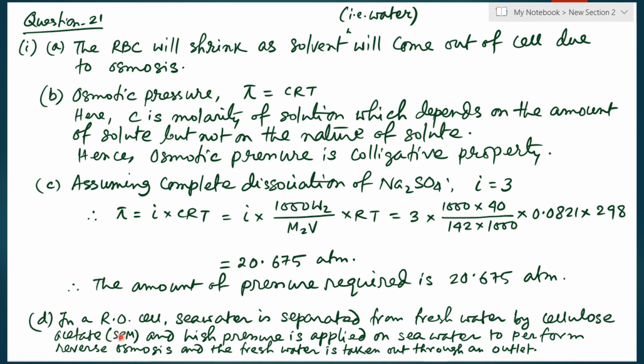And this is again a theoretical question. You can consult any of your textbooks. We take a reverse osmosis cell, and then we take the seawater and fresh water, keeping them separated by a semi-permeable membrane. Nowadays very advanced semi-permeable membranes have been invented. Then we put very high pressure on the seawater side so that reverse osmosis can take place, and as a result the fresh water, the solvent part that comes out from the seawater, is collected and taken out through an outlet. So in this way the desalination of water is performed.